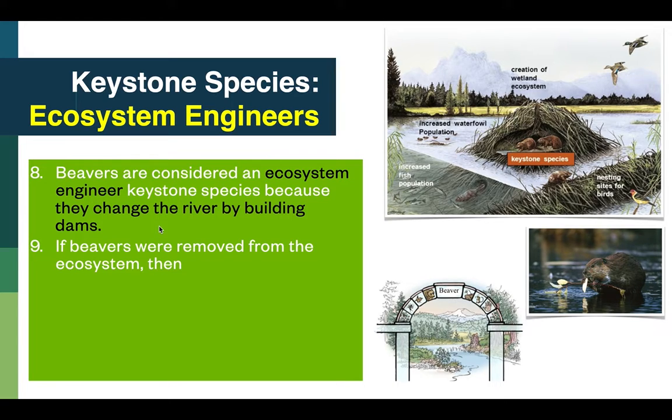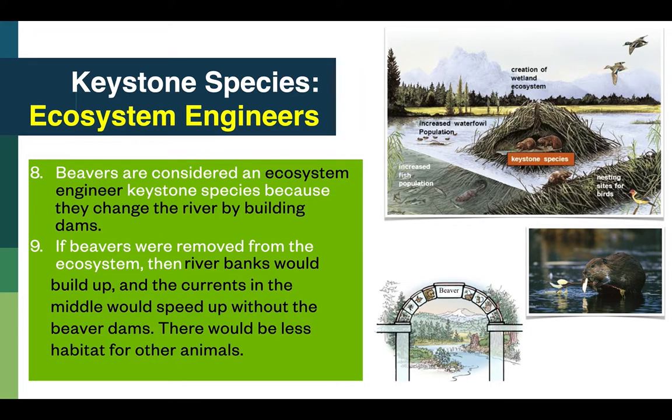If you remove the beavers, then you would have the river return back to how it used to be, speeding up and breaking the dams, and then there wouldn't be habitat for those animals that like the lake and the wetland. So for number 9, if you got rid of beavers, the rivers would return and it would ruin or get rid of the habitat for wetland animals and for lake animals.